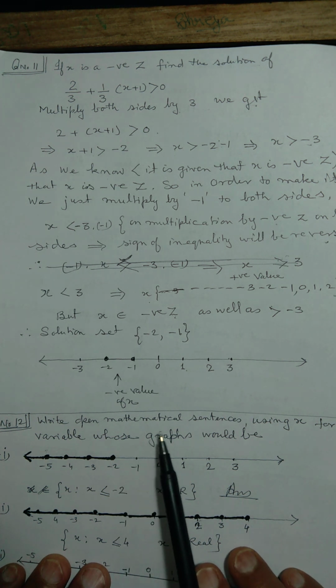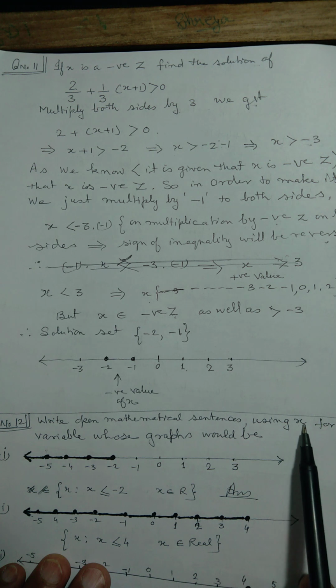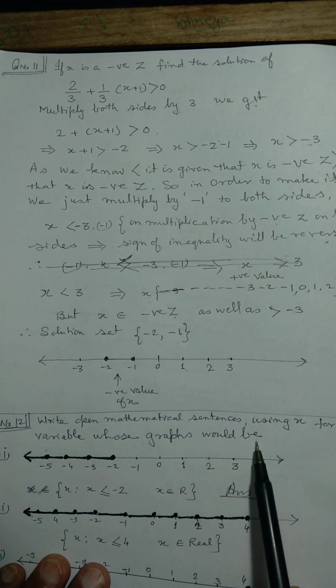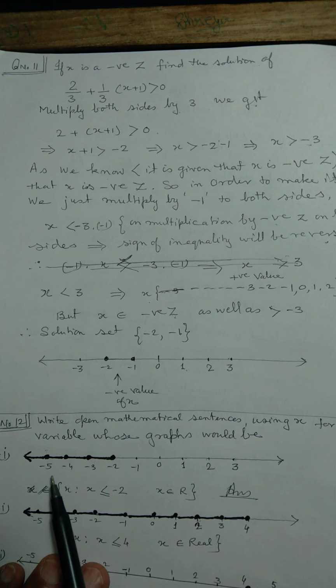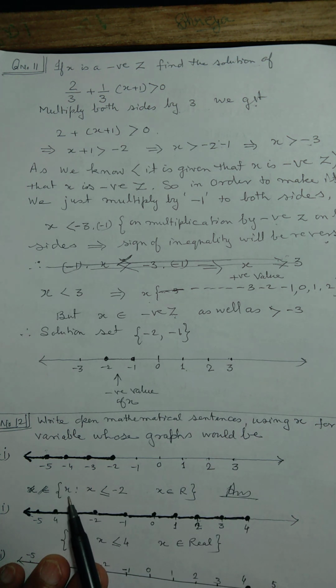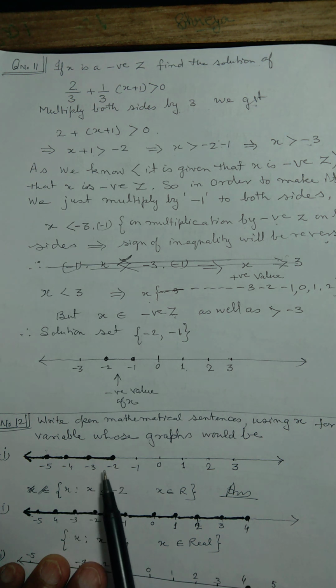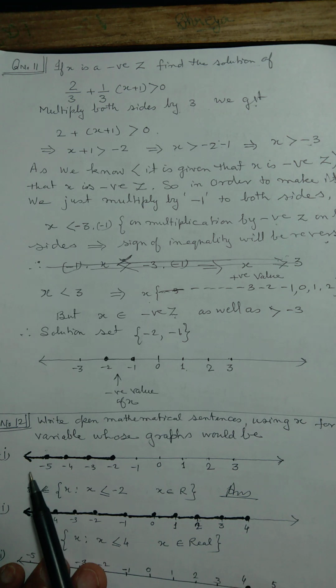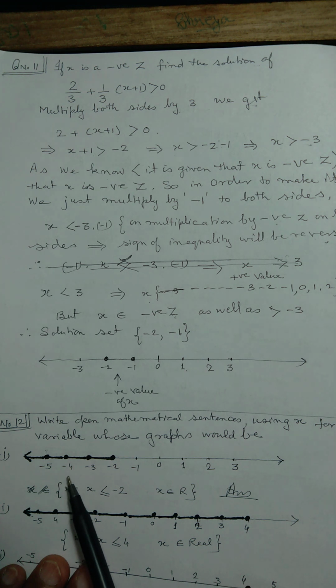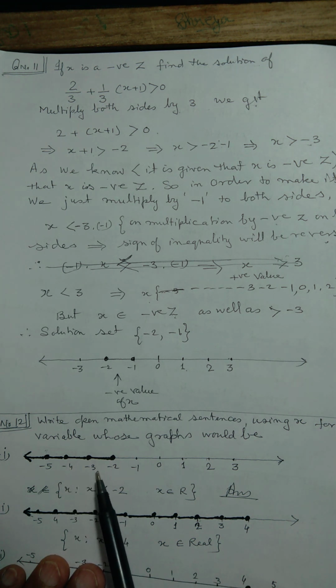Write open mathematical sentences using x for the variable whose graphs would be... See, the graph is already given. We have to write the open mathematical sentences. You see, these are the points, and the complete line is darkened. So that complete line is darkened, it means that x belongs to real number.